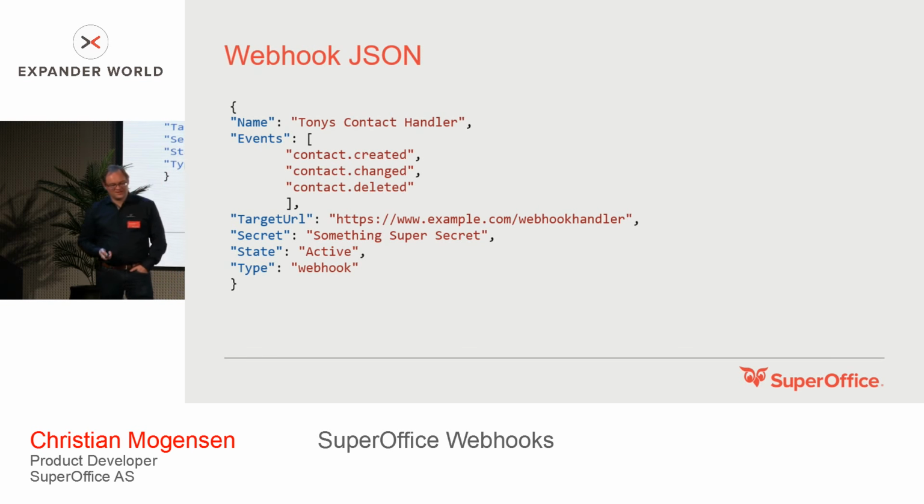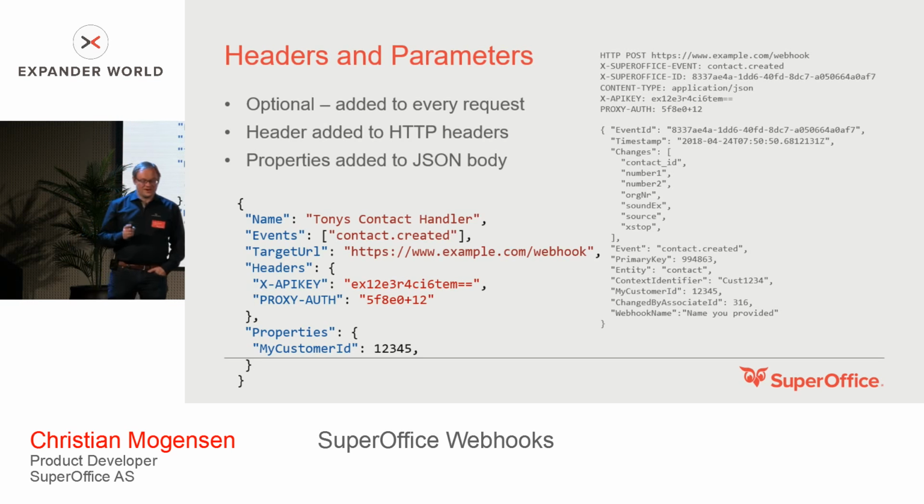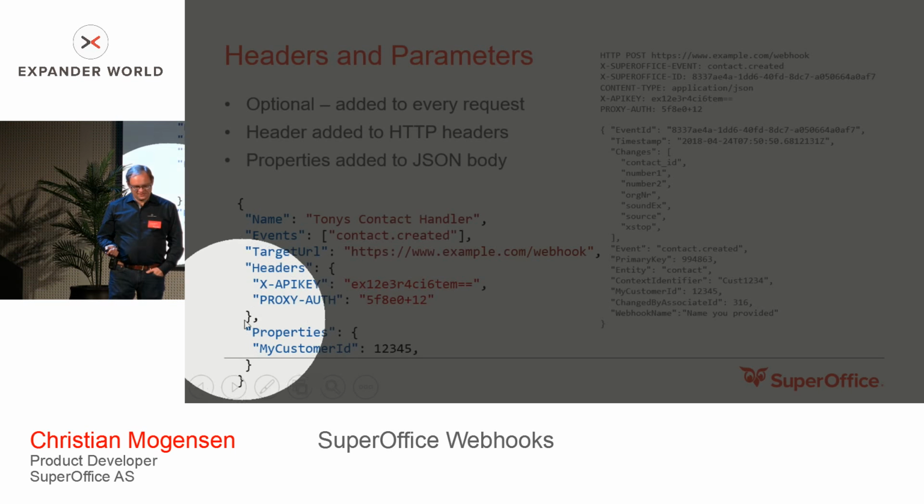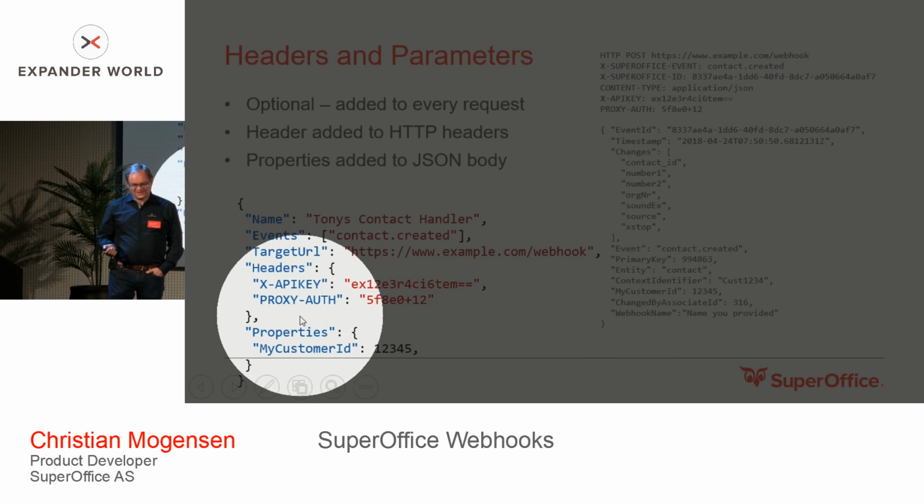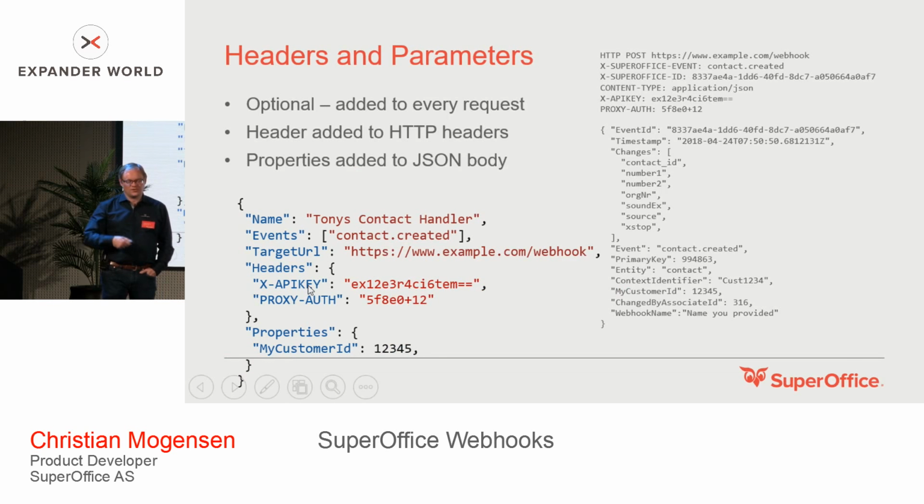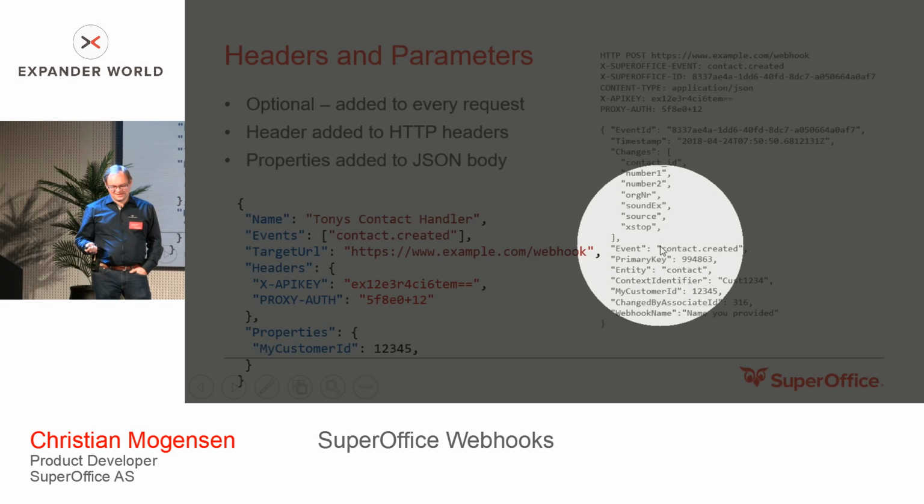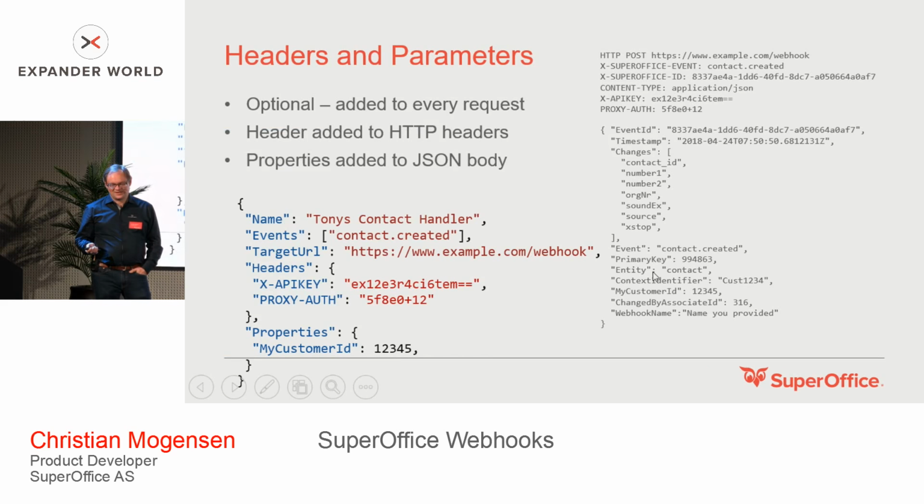So this is a typical webhook definition. Name, events, target URL, some secret, and the last two you don't really need. They'll be defaulted if they're not there. The headers and properties thing. So if you have headers defined, let's see, there we go. Headers and properties there. These are defined on the definition. It means they're the same for all of the webhook deliveries, but they then show up over here in the headers and down here in the body of the payload.